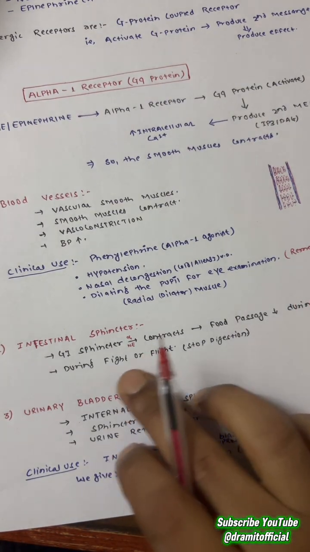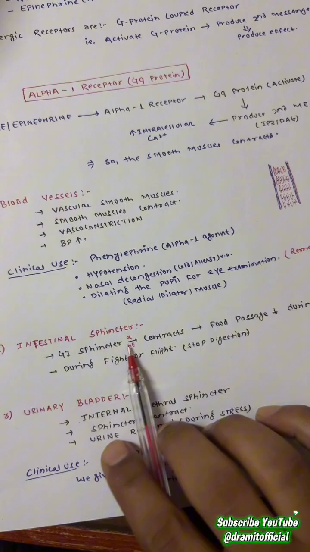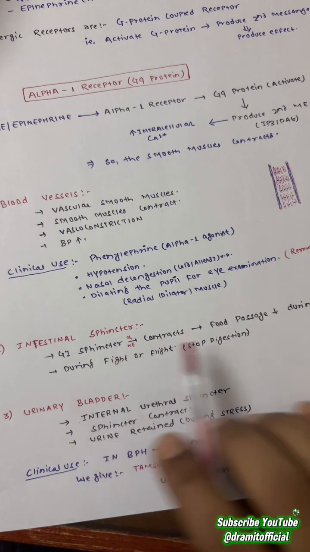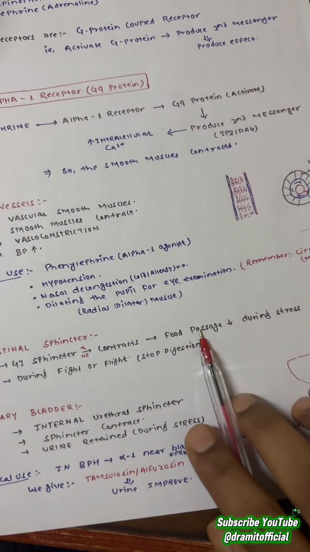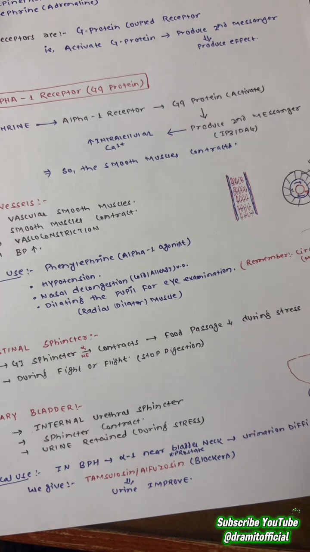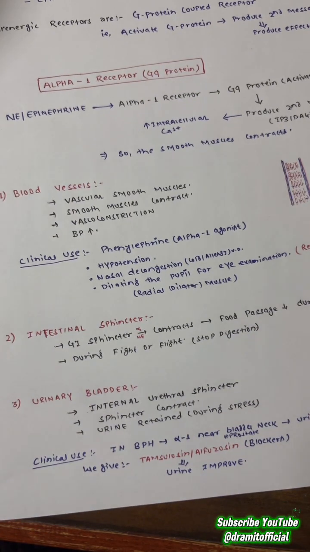Okay, so during fight or flight conditions, when there is release of norepinephrine, it will contract the GI sphincter, and it will help that food will not pass down during the stress conditions.